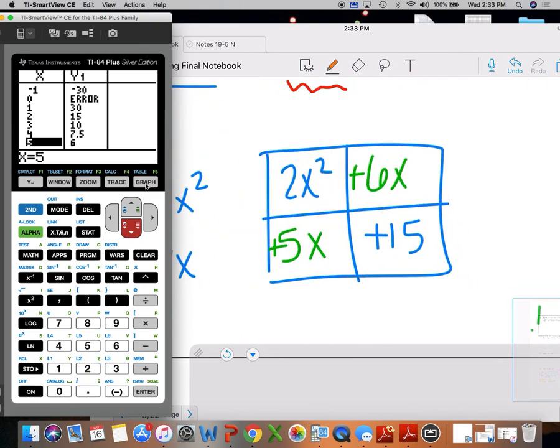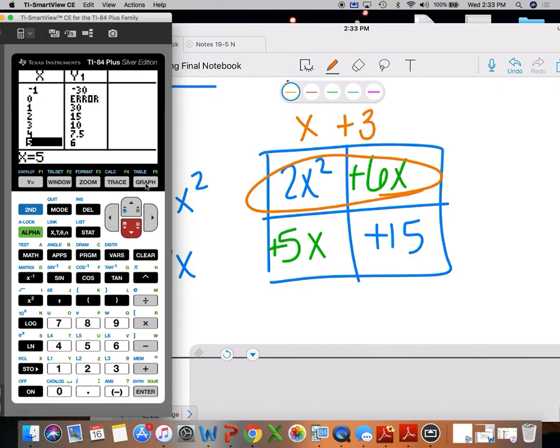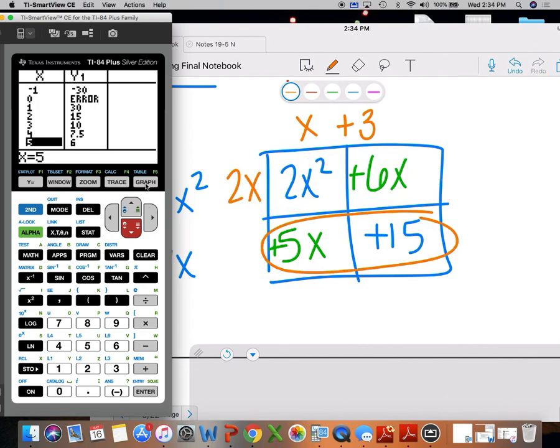I'm going to factor out my GCF. So 2x squared and 5x. 2 and 5 do not share any numbers, but they share x's. 6x and 15 share a 3, but not an x. 2x squared plus 6x shares a 2 as well as an x. 5x and 15 share a 5.